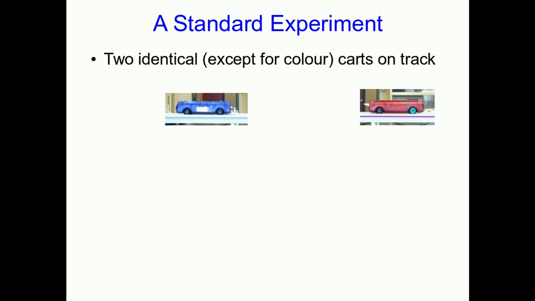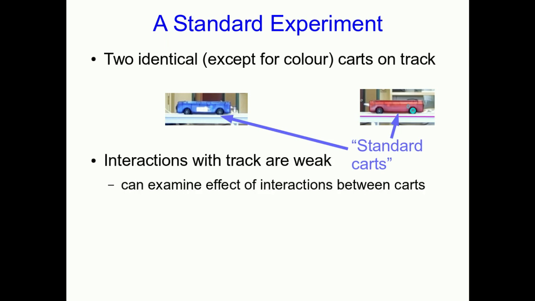Here is a standard sort of experiment that we should be able to learn quite a bit from. We're going to think about two identical carts on a track. I know they don't look identical, they're different colors. Hopefully you accept that the color shouldn't matter much. And we're going to call these standard carts because we've got a whole whack of them and they're all more or less the same. And the point here is that these interact with the track weakly. That's the point of these. The friction is very small.